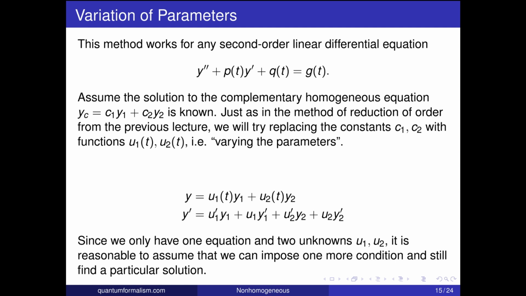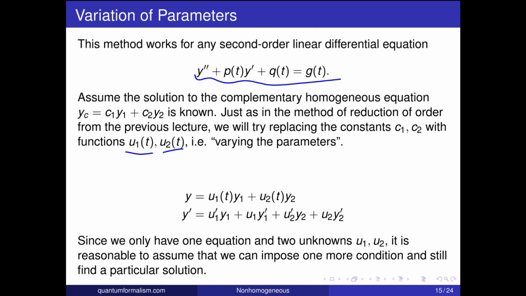And now y prime, we'll use the product rule. u1 prime y1 plus u1 y1 prime plus u2 prime y2 plus u2 y2 prime. Okay, so now before we go any farther, we'll note that because we have these two unknowns, u1 and u2 of t, but only a single differential equation here, it's reasonable to assume that we can impose another condition and still be able to find some particular solution, right?